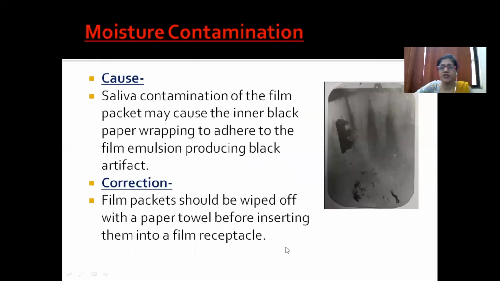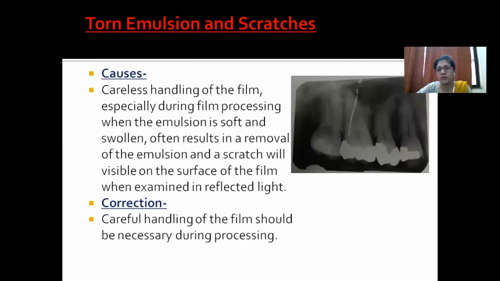Moisture contamination. Can you see, saliva contamination of the film packet may cause the inner black paper wrapper to adhere to the film emulsion, producing the black artifact. That is, this is the black paper which is stuck to the film and is causing the black artifact. Correction: the film packet should be wiped off with a paper towel before inserting it into the solution. We should not insert it with the paper clinging to the film surface. We should remove it before it is placed in the developing solution.